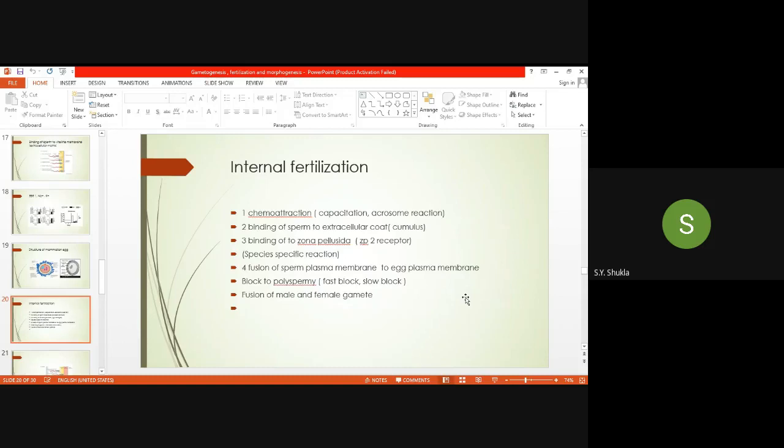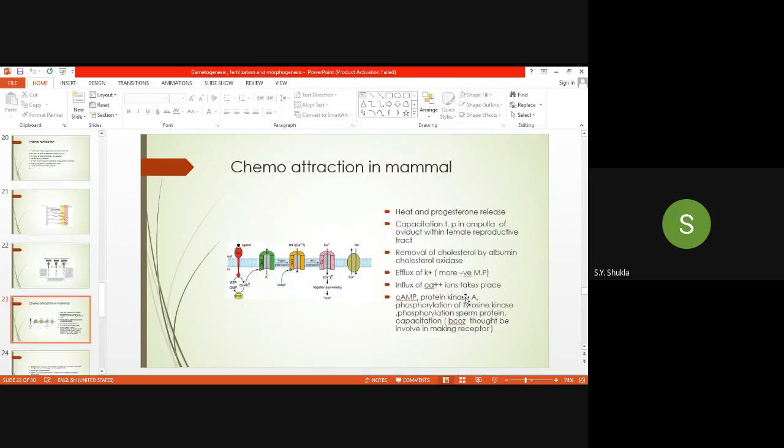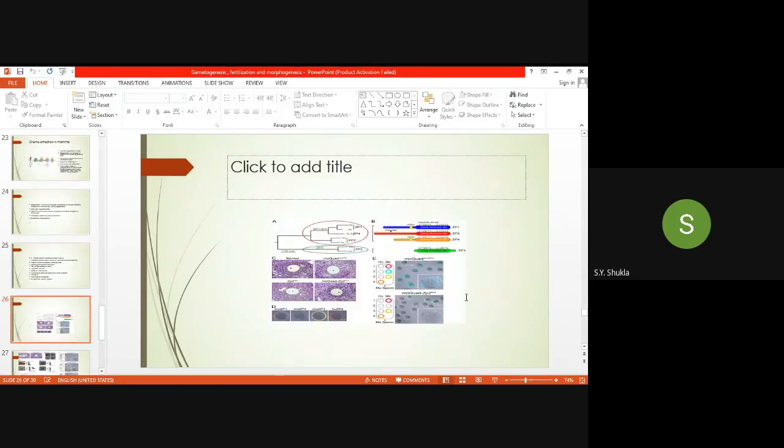Then these are the key steps in internal fertilization: chemoattraction, capacitation, acrosomal reaction, binding of the sperm to the extracellular coat, binding to the zona pellucida and the ZP2 receptor. The ZP2 receptor is important. It is a recent discovery, basically. In the last lecture we discussed how the ZP2 receptors are important in mammals and give specific binding. We discussed the mouse experiment yesterday.